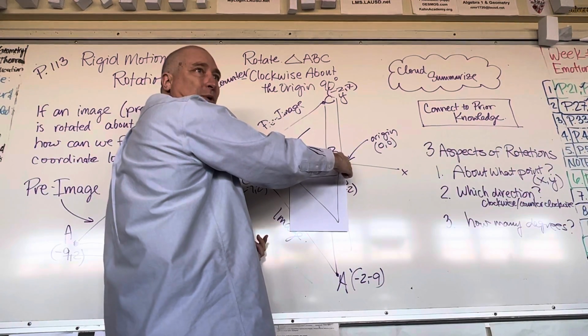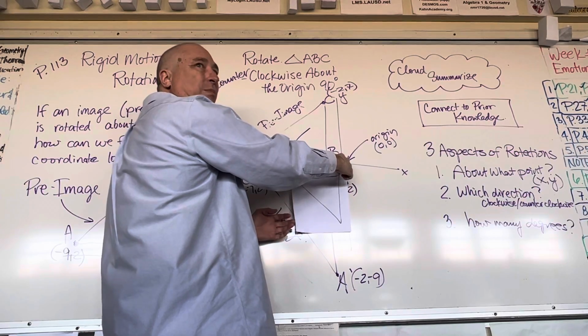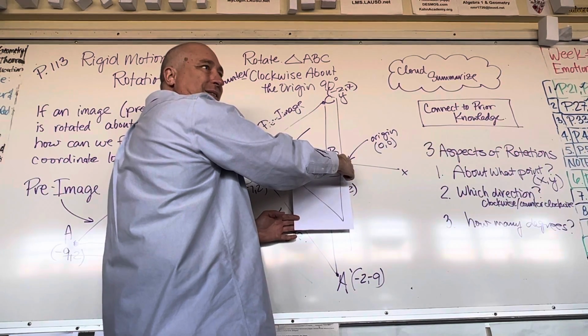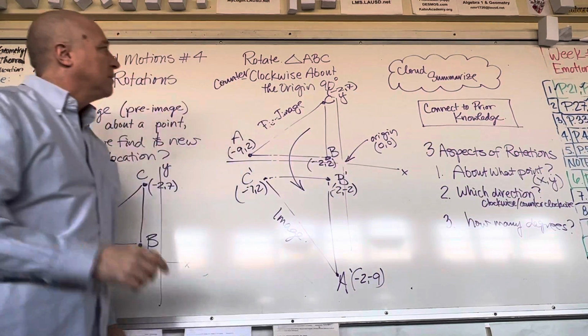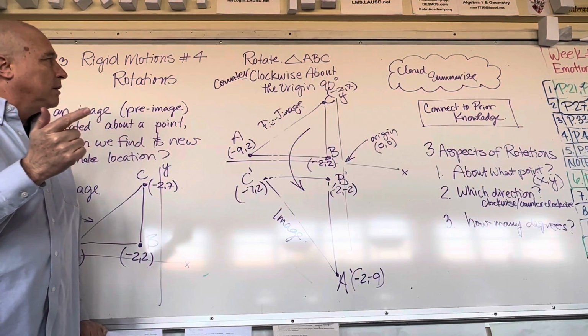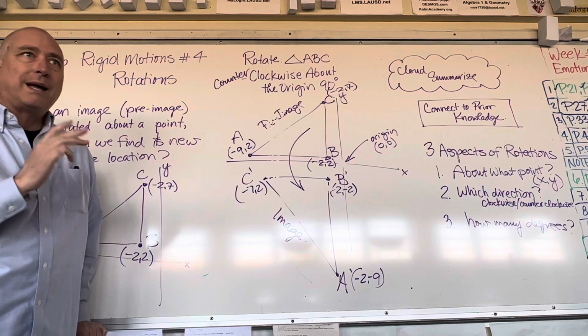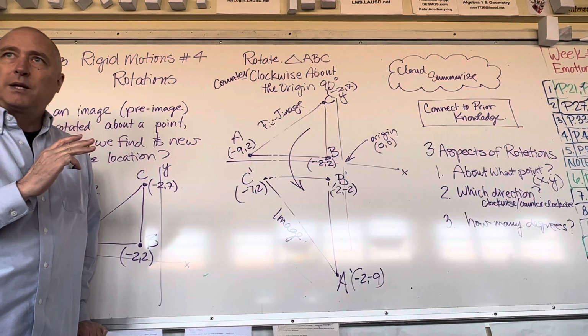What's the last item you haven't mentioned yet that I need to know when rotating a shape? What's the last item? You mentioned, where does it start? You mentioned, about what point is it rotating? You mentioned, which direction is it rotating? What's that last item? What's the one thing we haven't said yet?